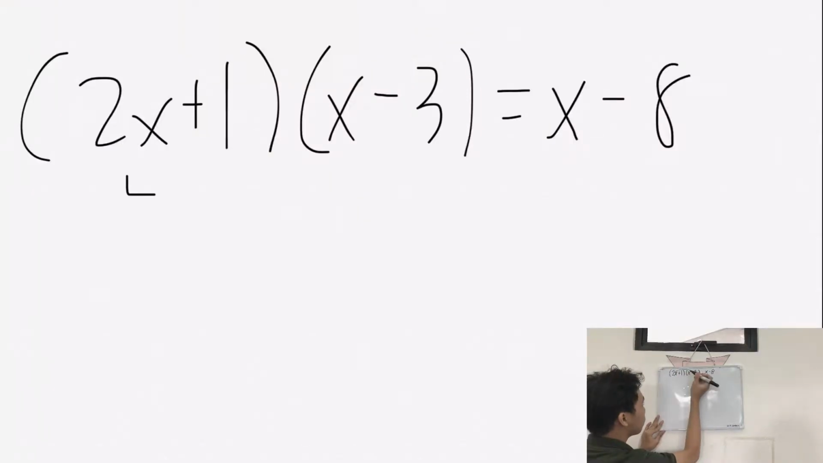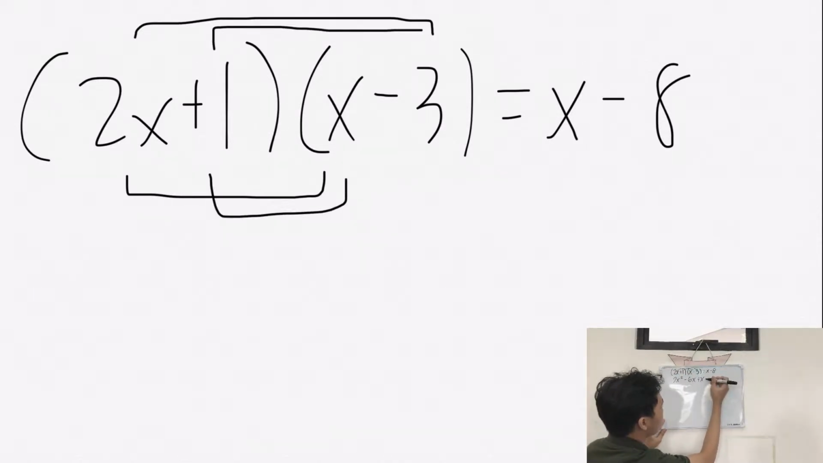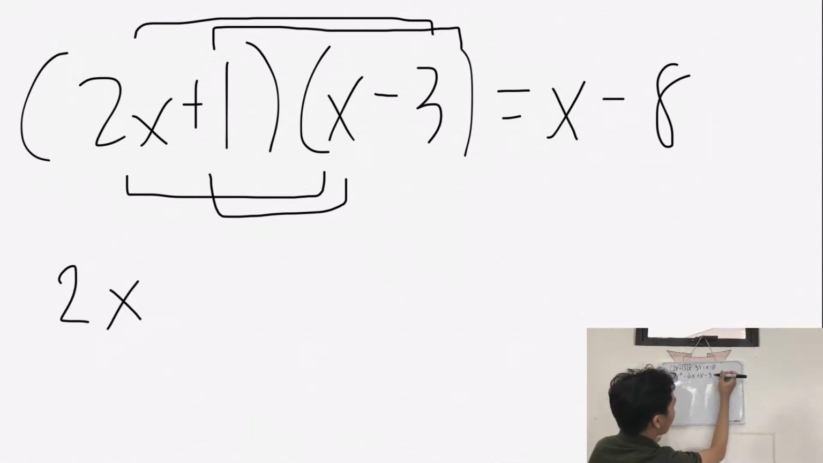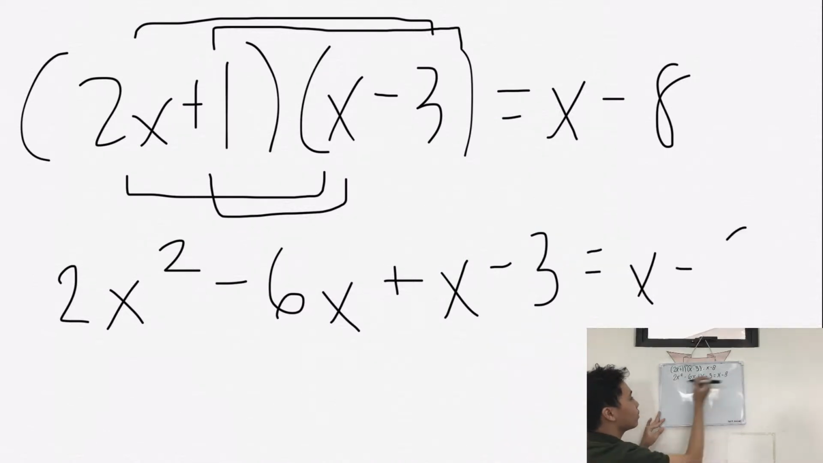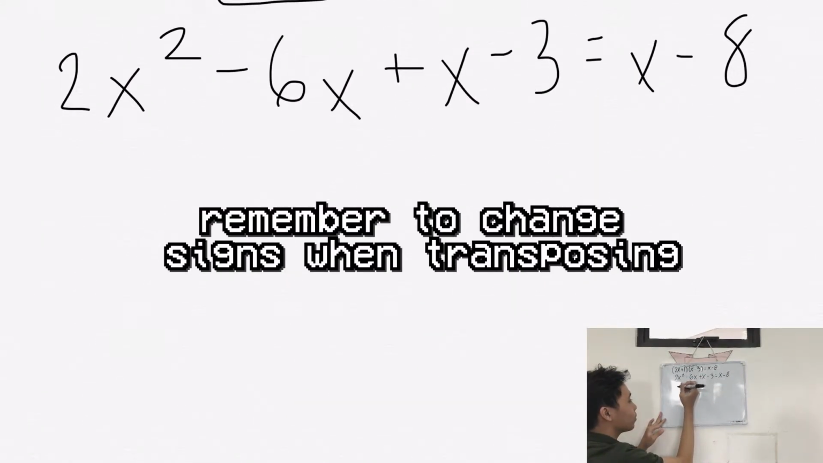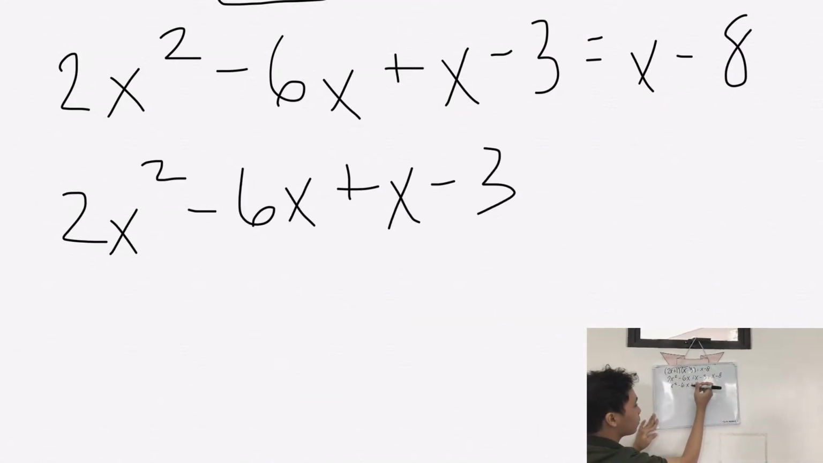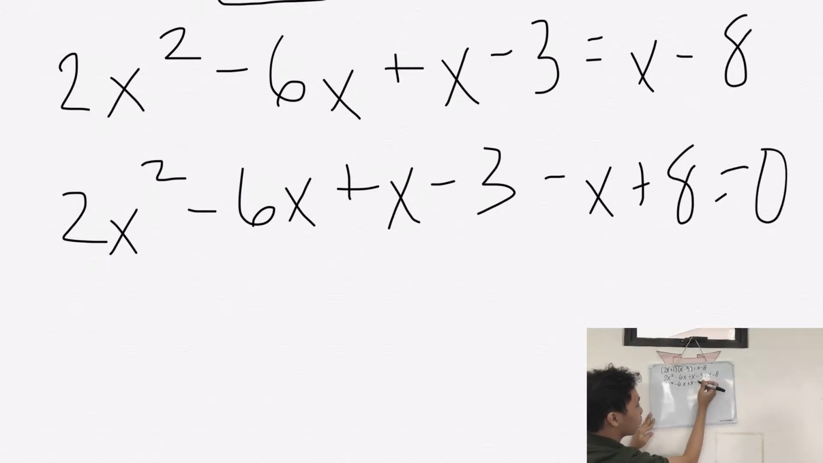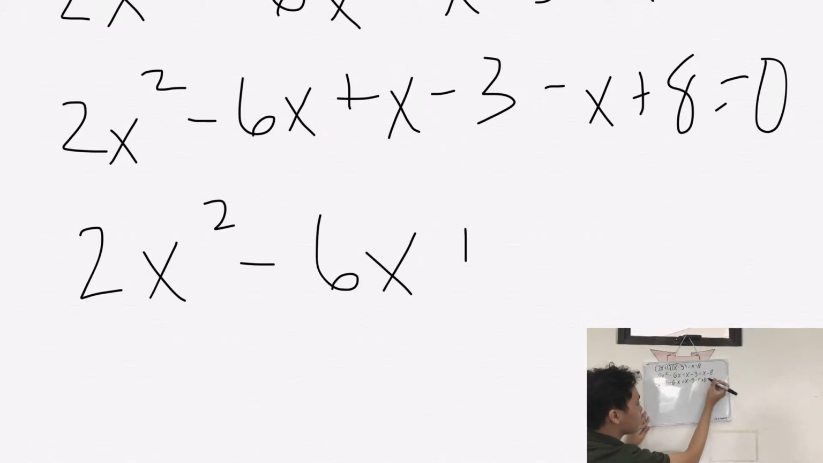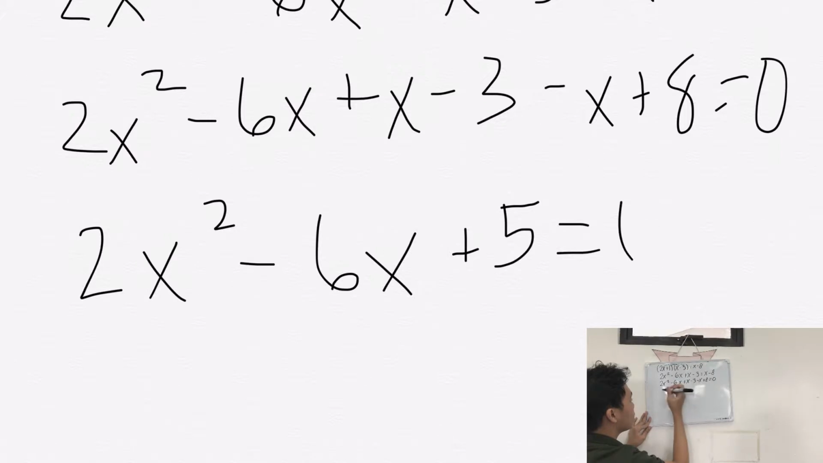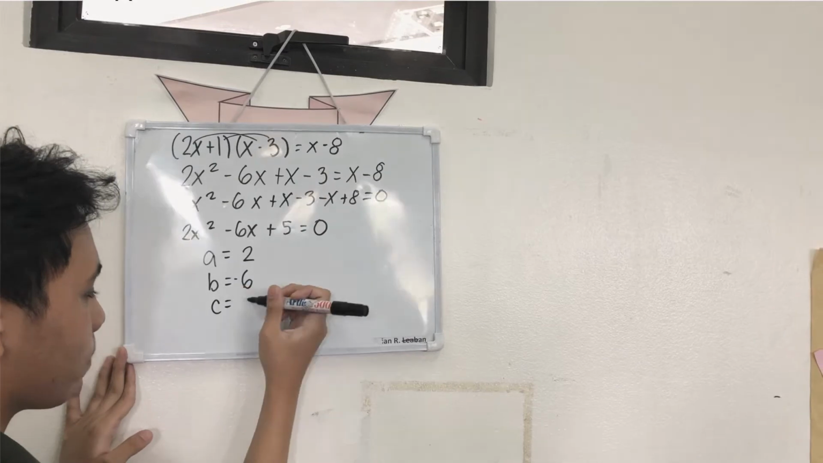If you see a parenthesis, you should solve it first. 2x plus 1 times x minus 3. Then we will have 2x squared minus 6x plus x minus 3 equals x minus 8. Then transpose x minus 8 to the left side and we will have 2x squared minus 6x plus x minus 3 plus 8 equals 0. Combine like terms and we will have 2x squared minus 6x plus 5 equals 0. The value of a is 2, the value of b is negative 6, and the value of c is 5.